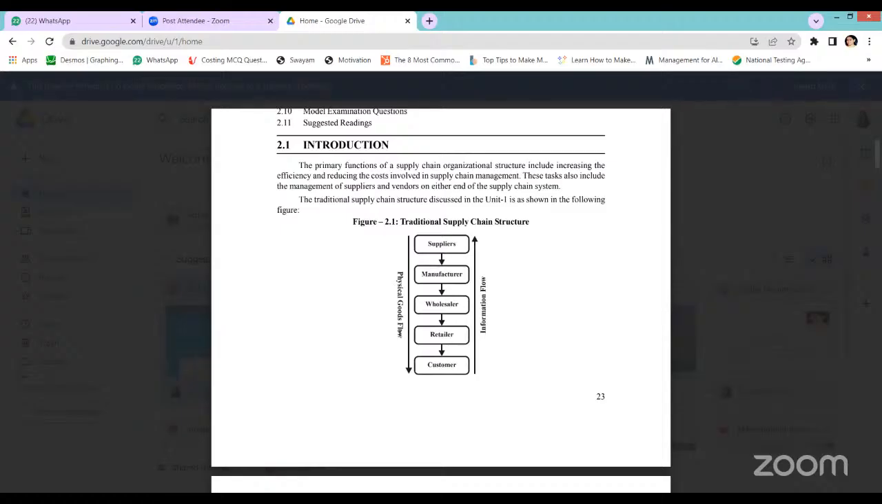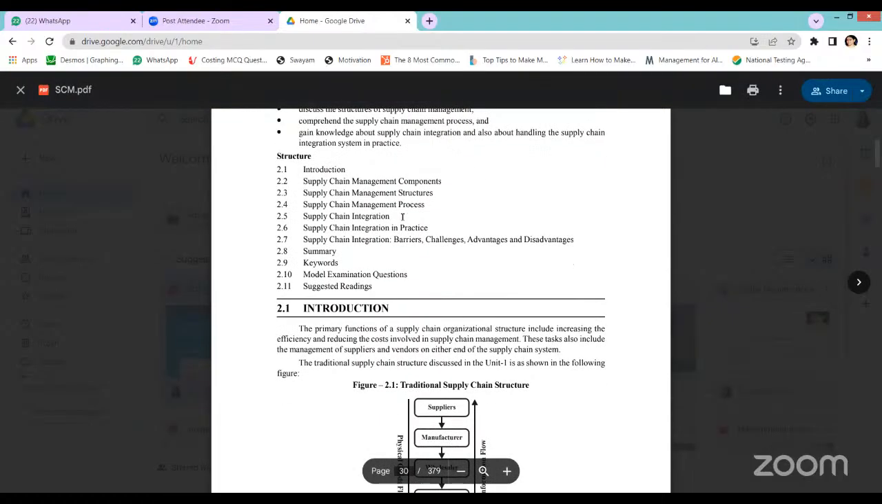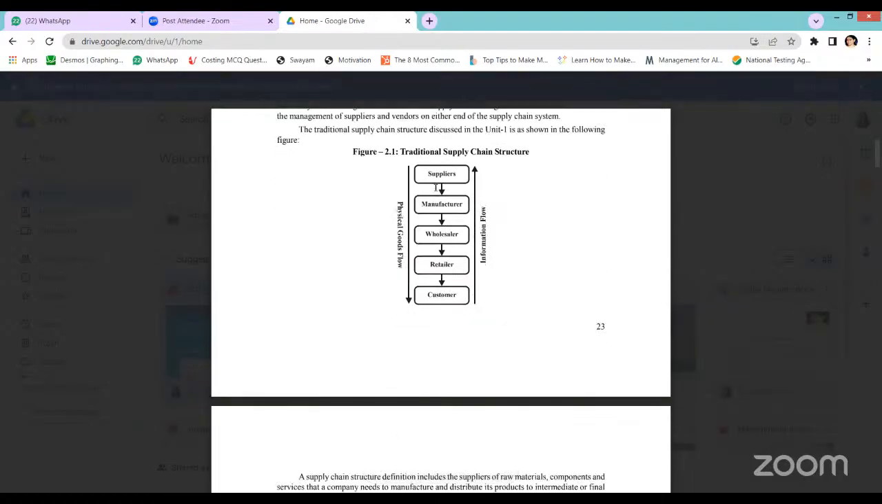So let us see the components of supply chain management. See here, this is the traditional supply chain structure. Suppliers supply the raw materials, the manufacturer collects them and converts them into finished goods, which reach the wholesaler, from the wholesaler to the retailer, and from the retailer to the final customer.